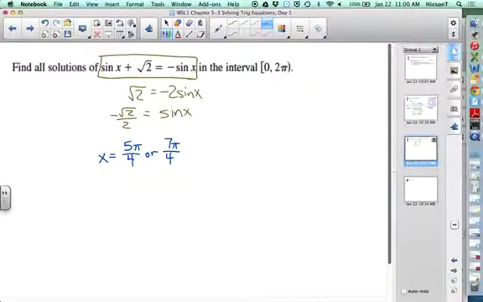Do we need to give the general solution? No, because the problem asks for all solutions on the interval 0 to 2 pi, so we don't have to do the plus 2 pi n. We just have to do that. Alright, not too bad, huh?